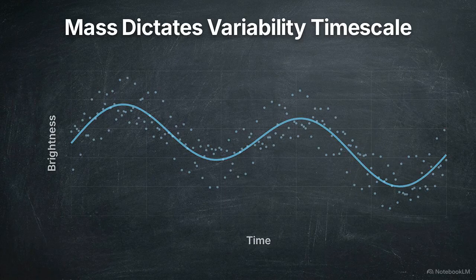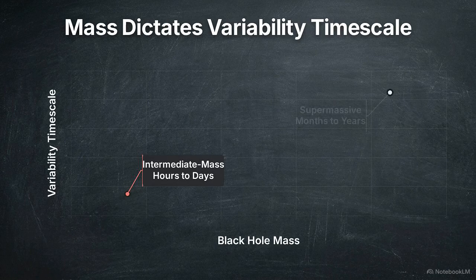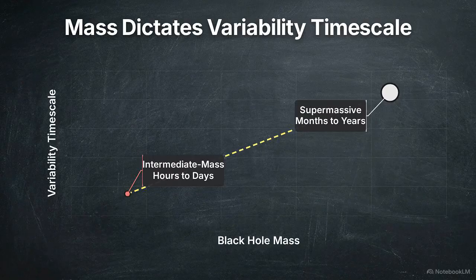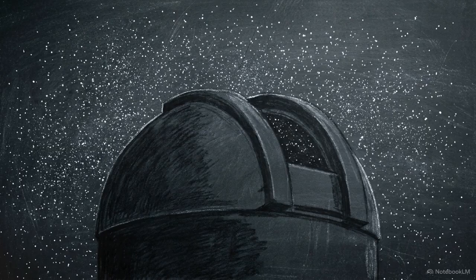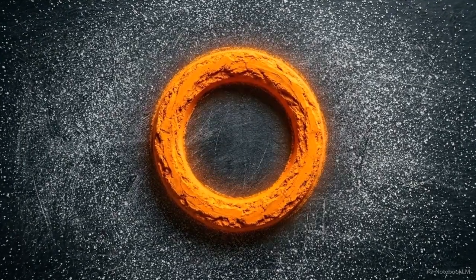The critical finding is that the timescale of this variability is directly proportional to the mass of the black hole. Intermediate mass black holes flicker rapidly, over hours to days, contrasting sharply with supermassive black holes on sluggish month-to-year timescales. By monitoring the sky with high cadence over time, we effectively subtract the static galactic starlight, leaving only the distinct, rapid heartbeat of the hidden intermediate black hole.